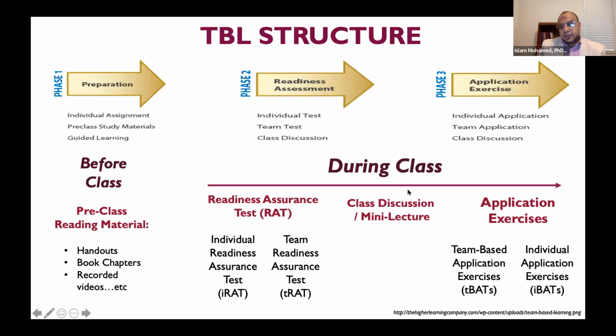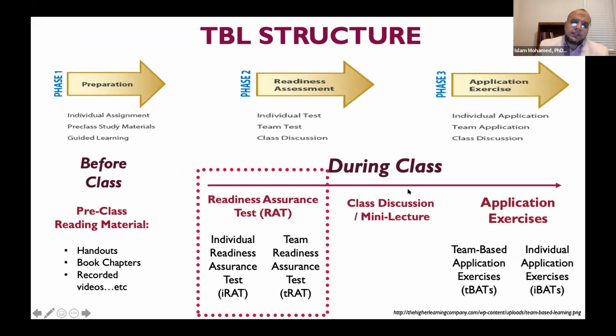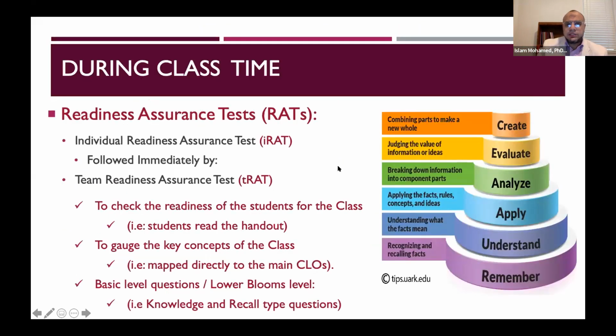matching with the total number of hours that the students have to spend in class. And moving on again, what are the next steps? The next step immediately in the beginning of the class is the readiness assurance test. And as the name implies, this can be either individual, which is the IRAT, the individual readiness assurance test, and then followed immediately by the TRAT.